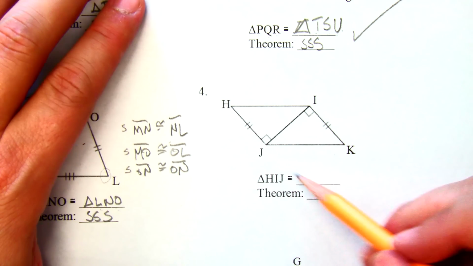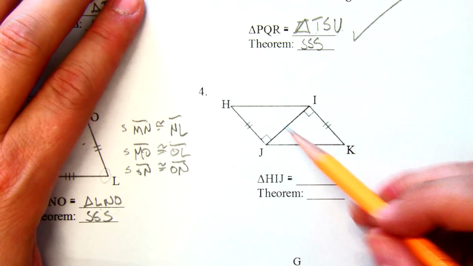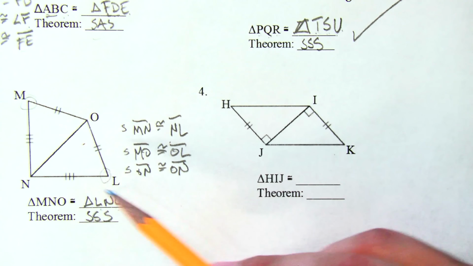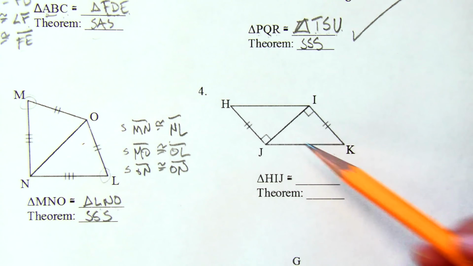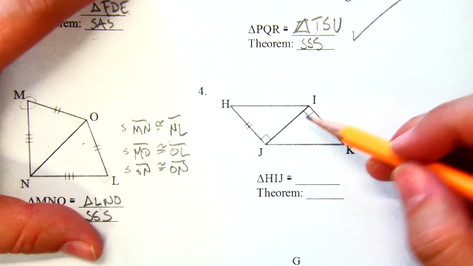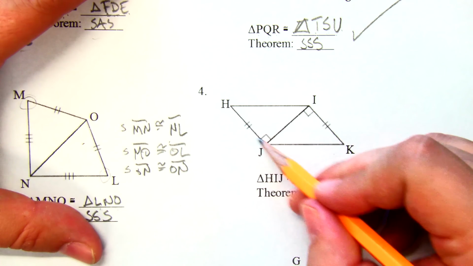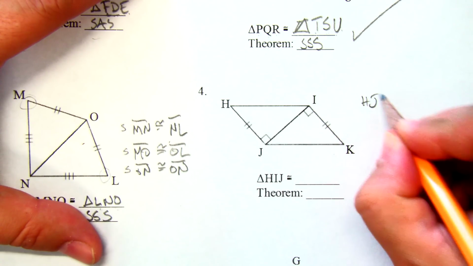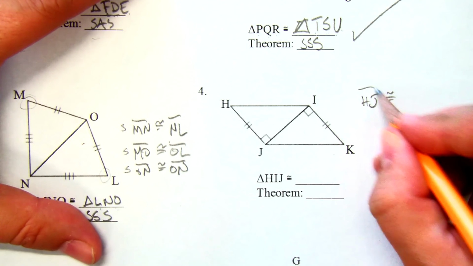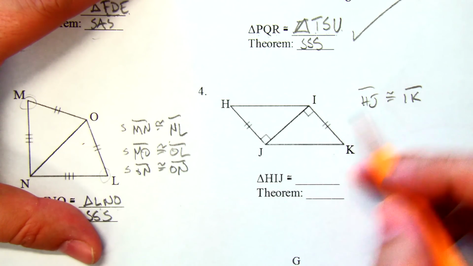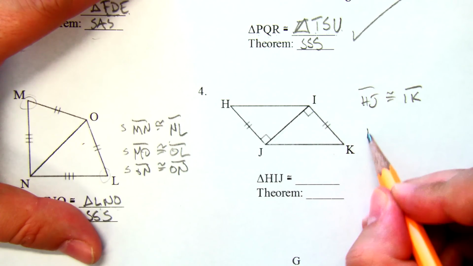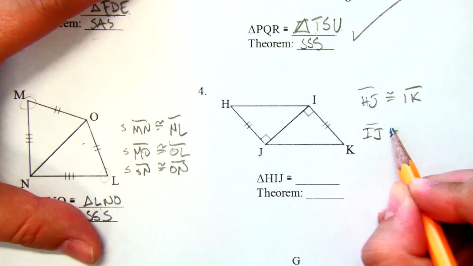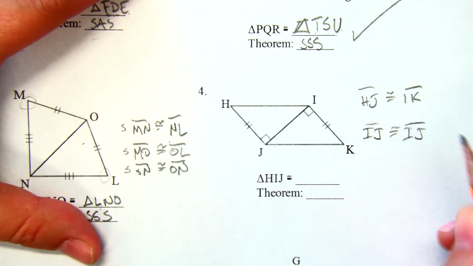Number 4. HIJ. I've got a similar setup to the last one, in that the triangles are attached to each other, and I can remember that. That tells me I've got HJ and IK, and they're congruent. HJ is congruent to IK. I also have another pair, because I know that IJ is congruent to IJ. So I actually have two pairs of sides here.